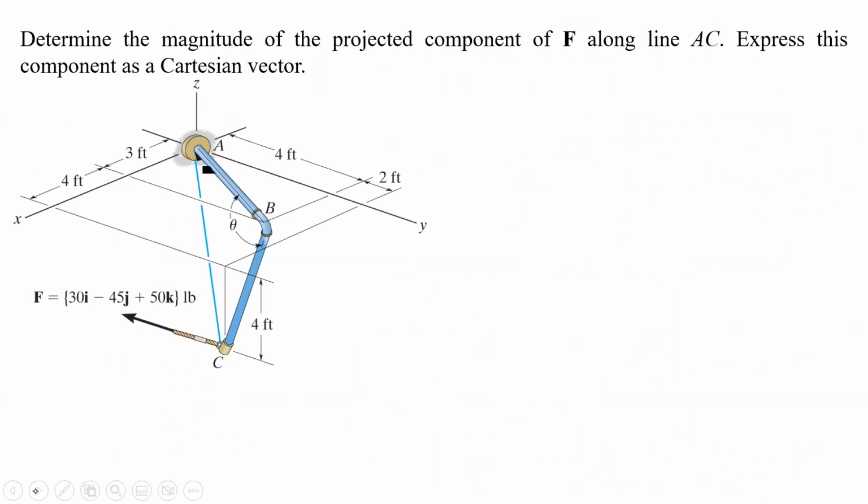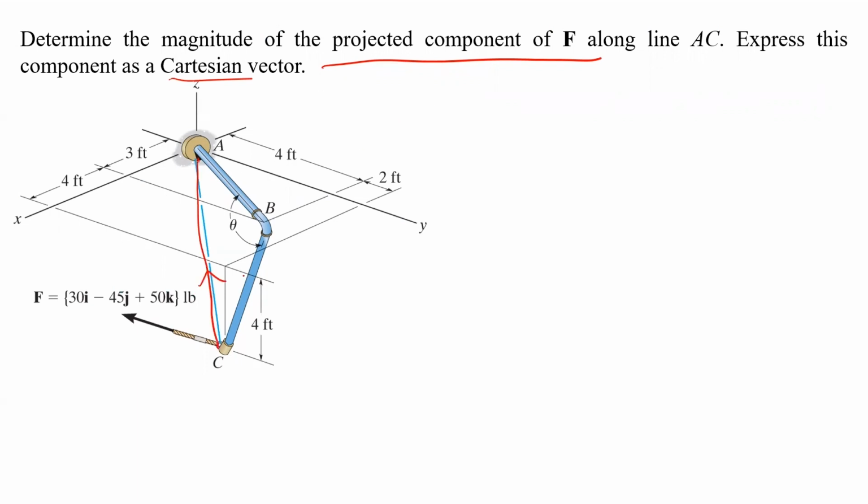So let's look at the last problem. In this problem, we are asked to find the magnitude of the projected component of F along the line AC and to express that component as a Cartesian vector. So the only question here is the projected component, so we don't need to find the perpendicular component. And in addition to the previous two problems, here we need to represent that in terms of a Cartesian vector. All the other procedures will be similar to what we did previously, but how do we express it as a Cartesian vector? If you want to check how we represent a force acting on a line, you can go to the videos on this channel.